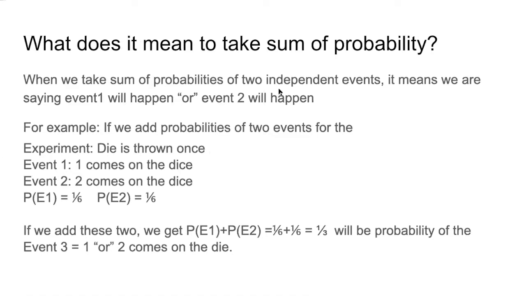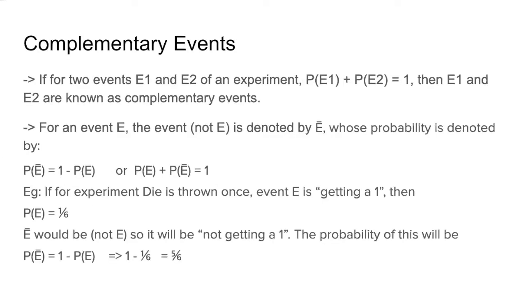Okay, now let us look at one more concept, that is complementary events. If for two events E1 and E2, the probability of E1 plus the probability of E2 is 1, then E1 and E2 are known as complementary events. Let us see an example again, you will understand better. For an event E, the event not E is denoted by E bar, whose probability is denoted by this one. Let us see what this means.